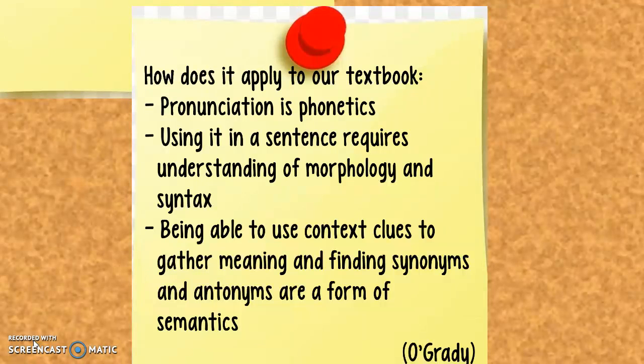Being able to use a word in a sentence required understanding of morphology and syntax. They needed to be able to alter the word for their sentence if it was plural, past tense, etc. Lastly, being able to use context clues to gather the meaning and finding synonyms and antonyms is a form of semantics.